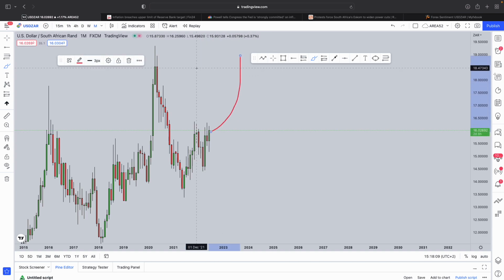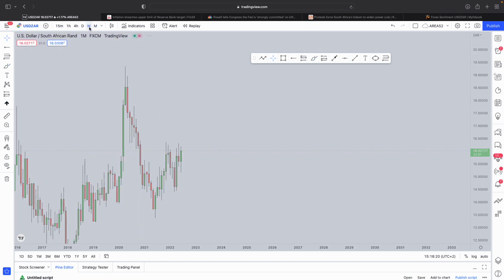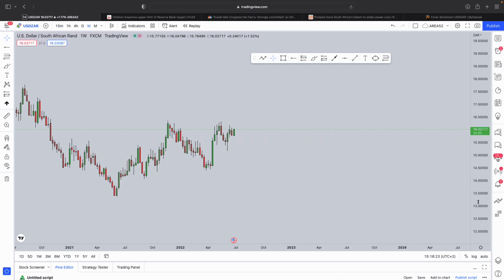Now we can potentially expect the market to go and hit that previous high that it created during the pandemic period as well, because we are expecting the dollar index to increase in value in the long term. Next up, on the weekly time frame, what do we see?